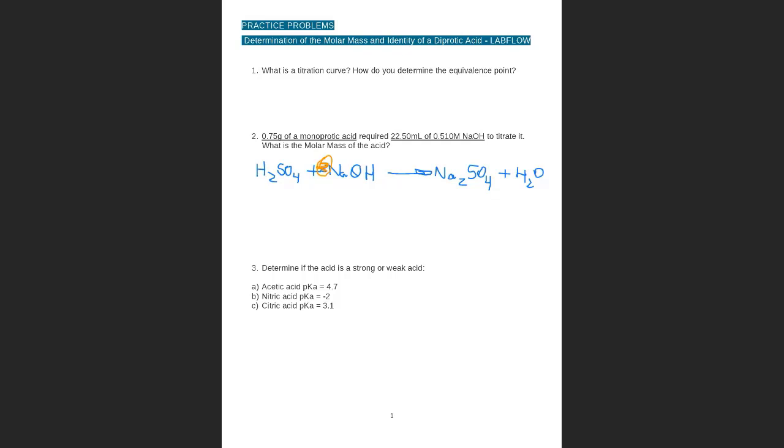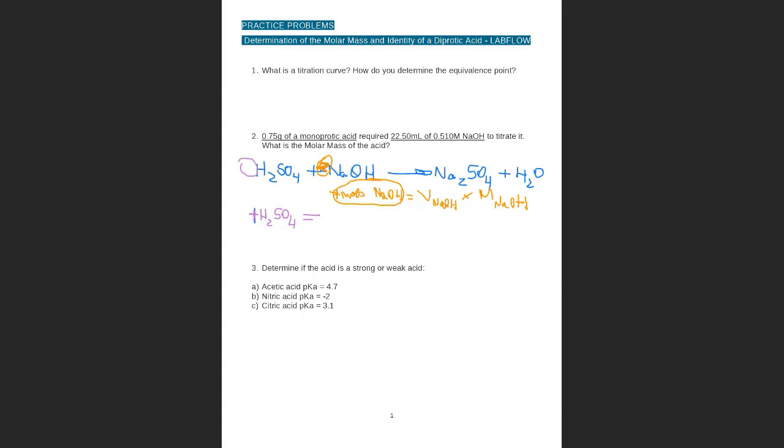So you are going to calculate first the number of moles of sodium hydroxide, right? Number of moles of sodium hydroxide is going to be the volume of the sodium hydroxide that you use in liters, like we just did, times the concentration of sodium hydroxide. But you are not interested in the number of moles of sodium hydroxide. You are interested in the number of moles of sulfuric acid.